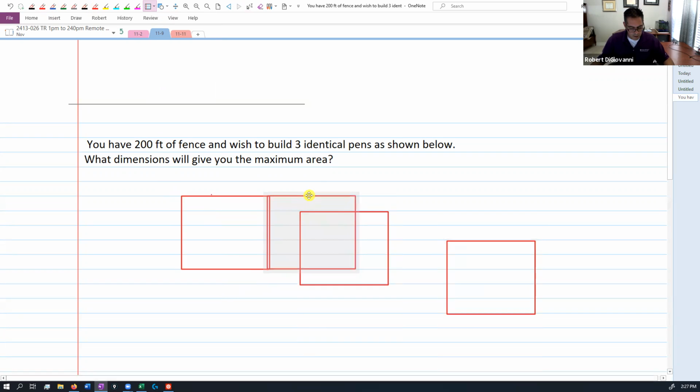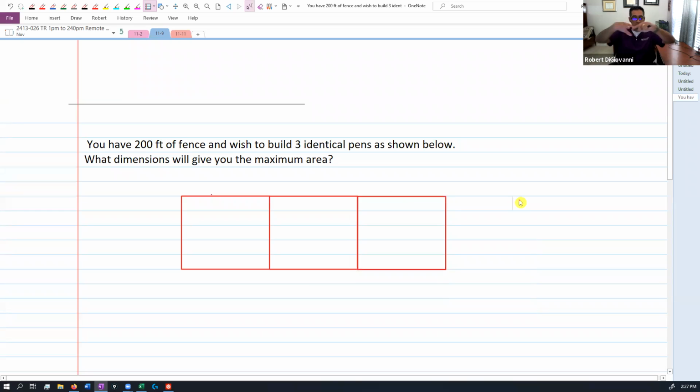So they're gonna look like this. So this is like a top view. Okay, we're looking from the top down on these pens. I'm gonna put some chickens or something in here, right? And I've got 200 feet of fence to make this enclosure out of.